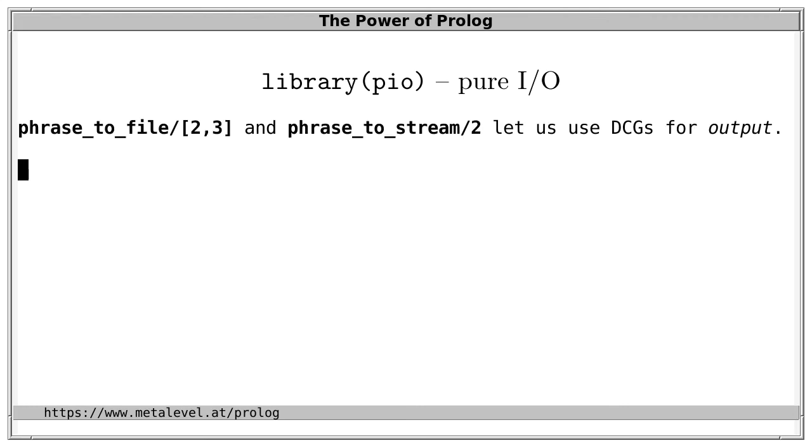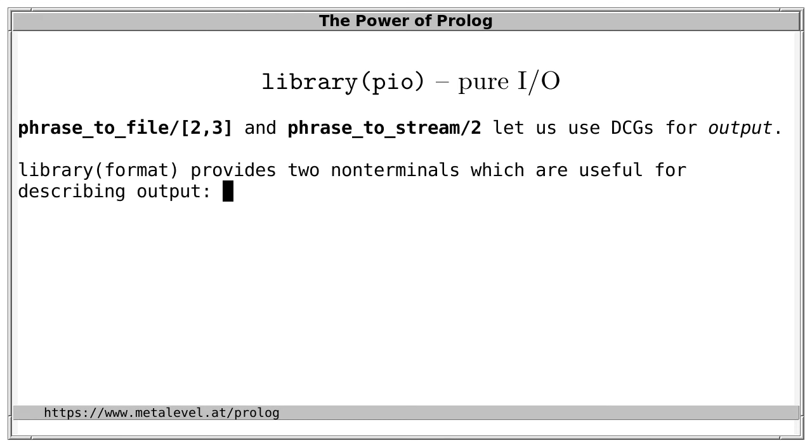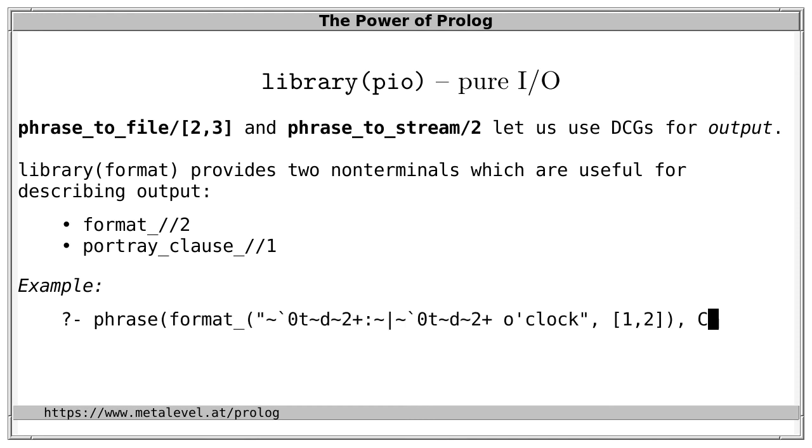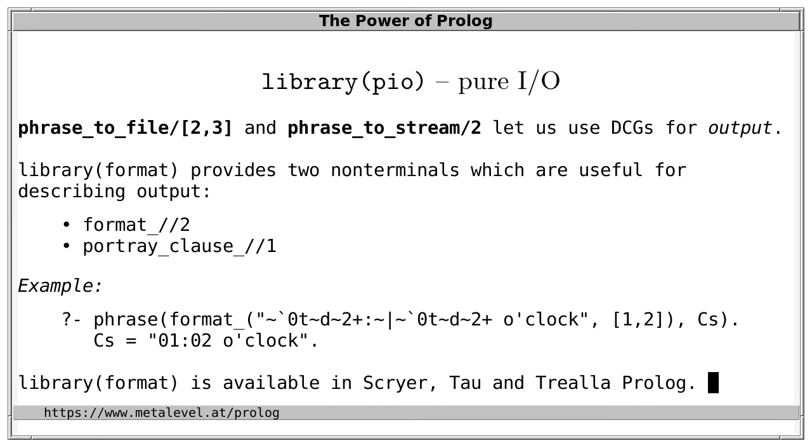And for output, we have correspondingly phrase_to_file and phrase_to_stream. And also non-terminals from library format, which are useful for describing output, namely format_ and portray_clause_. For instance, we can use a format string to describe the shape of our output using control sequences to plug in terms from arguments, yielding a list of characters. And with phrase_to_stream, we can efficiently write the described string to a stream. And library format is available in Scryer, Tau, and Trealla Prolog, and I hope also in more systems in the future.